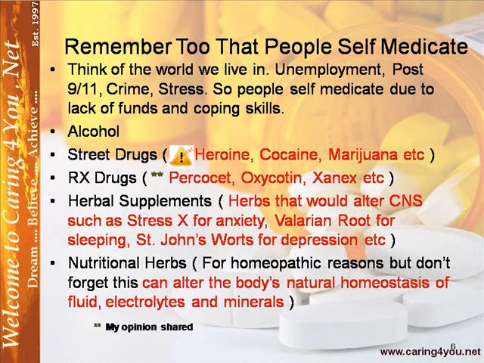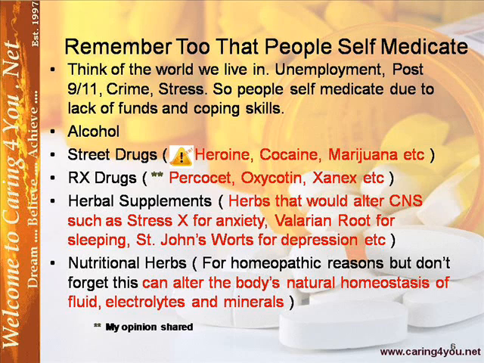Alright, let me get back to my point here. So, on the NCLEX, let's know about alcohol, let's know about street drugs, let's know about prescription drugs that might get on the street. Also, people self-medicate. So, don't forget your herbal supplements. A lot of your herbs that would alter the CNS, such as Stress X, for example, valerian root, these are all, okay, Stress X is for anxiety, valerian root is for sleeping, and then St. John's wort is for depression. Those are examples of legal herbal supplements that people may self-medicate with. So be aware of that.